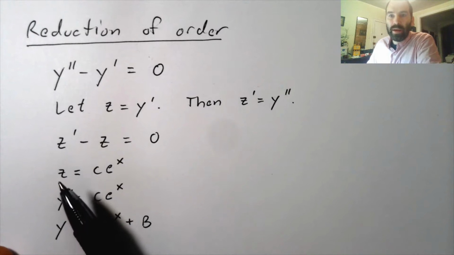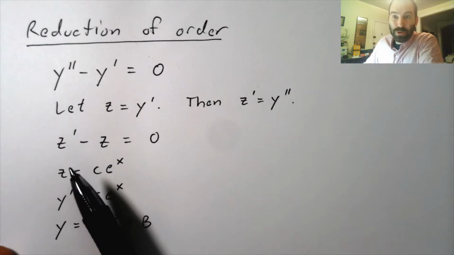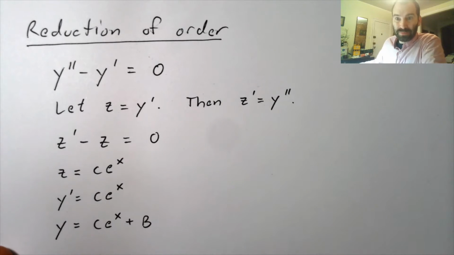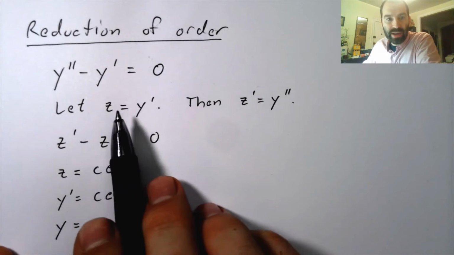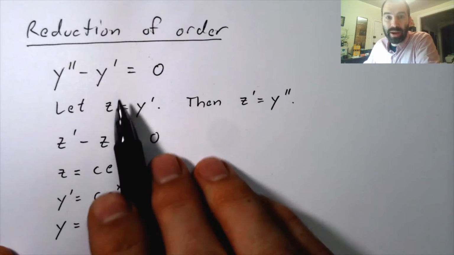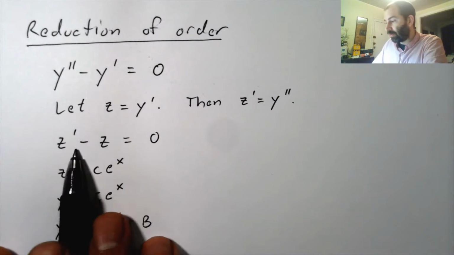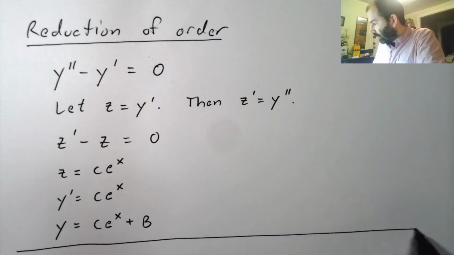If no y's and y primes appeared, we probably could have reduced it down two notches, taking two derivatives off. So that's what you're going to be looking for. If you ever see that, try letting a new variable z, in this case equal to y prime, and see if you can reduce the order down to a first order differential equation. Okay, let's take a look at an example where we can use this.